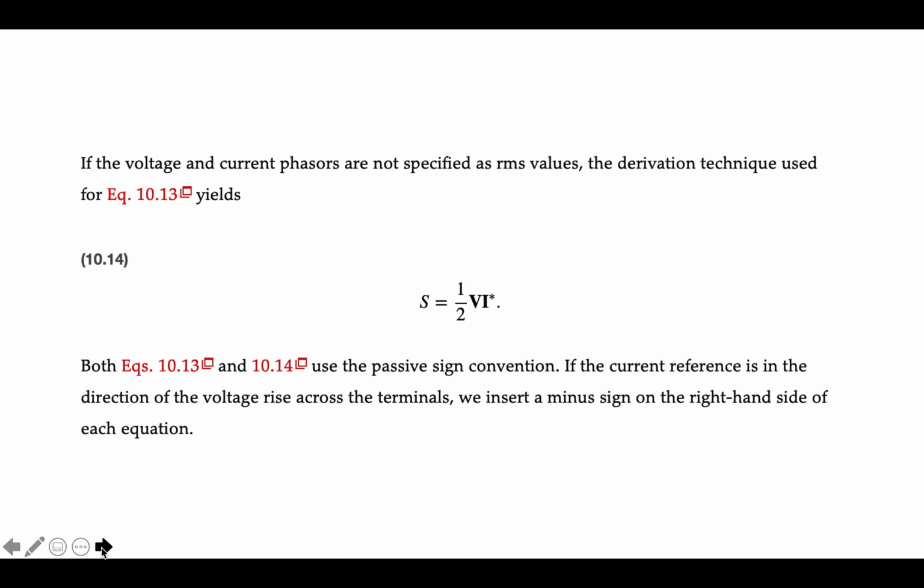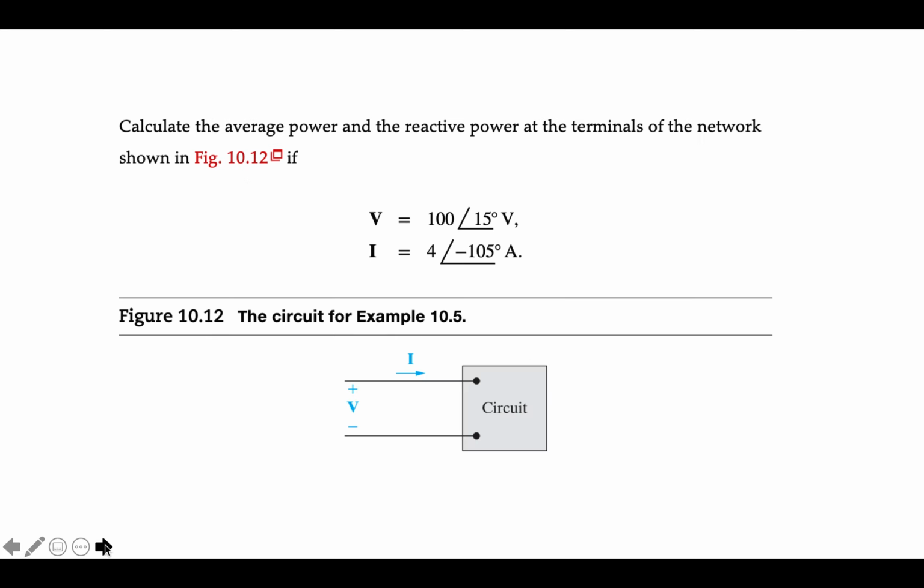This is what I said on the previous slide. If the voltage and current phasors are not specified as RMS values, then the formula would contain a 1/2, and V and I would be the magnitudes associated with your sinusoidal current and voltage. All of the expressions for S, P, and Q are using the passive sign convention. If the current reference, for whatever reason, is in the direction of the voltage rise across the terminals, you need to put a minus sign into this equation, just like we did back when we looked at DC power.